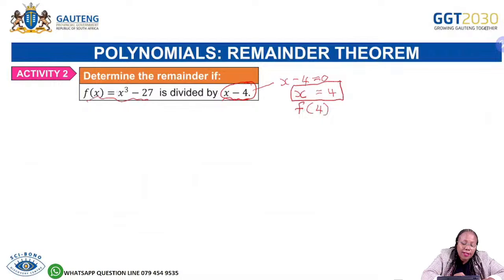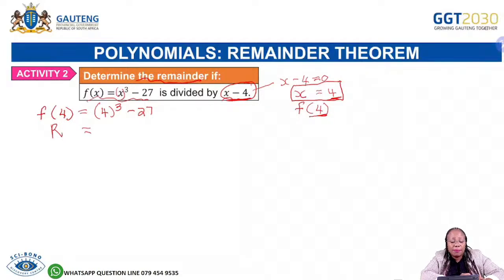So where we have x, let's put brackets. We are going to substitute that with a 4 from our divisor there in order to be able to check the remainder there. So we are looking at f at 4, and then the x is 4 to the power 3 minus 27. The minute you are looking at a function at a certain x value, it will give us the remainder for that particular function, in this case, when it is divided by x minus 4.